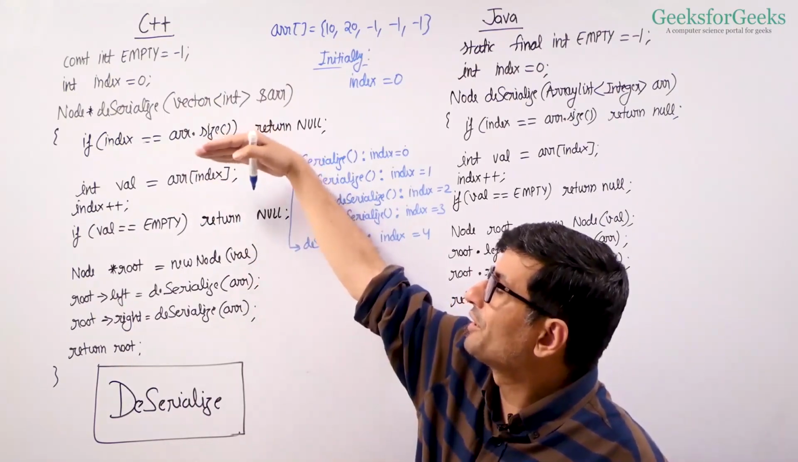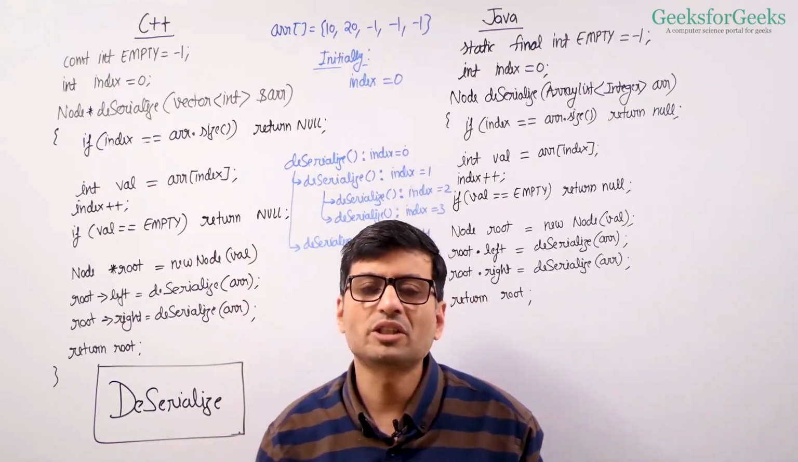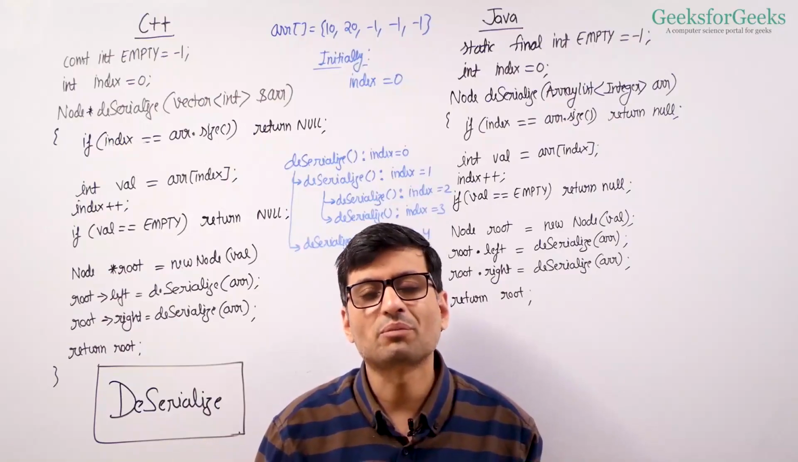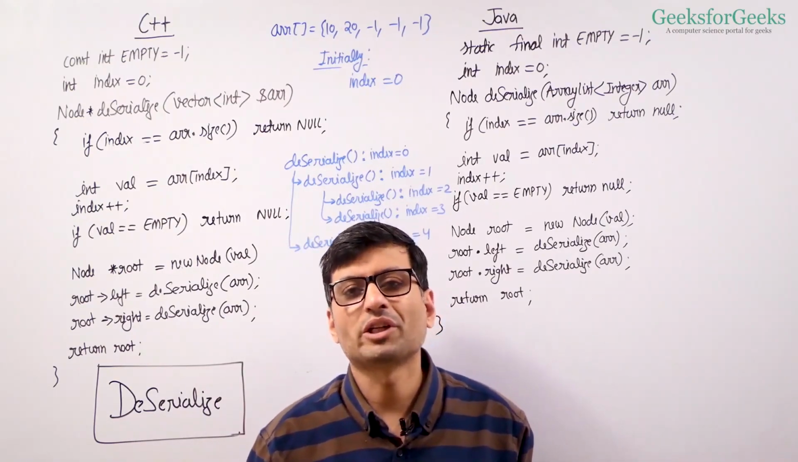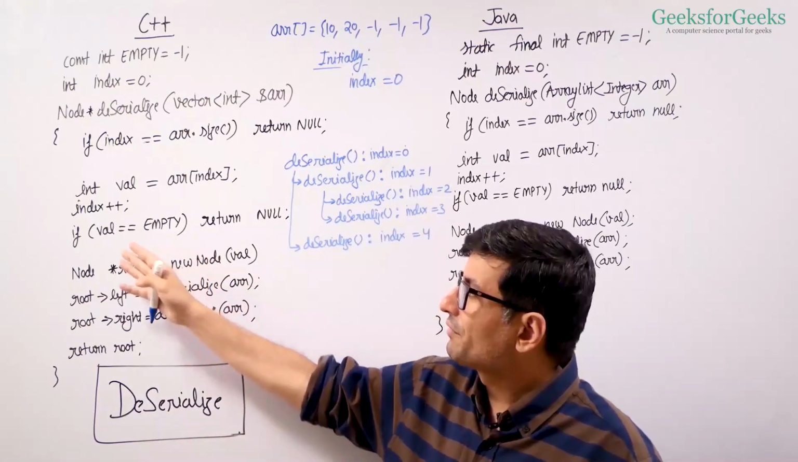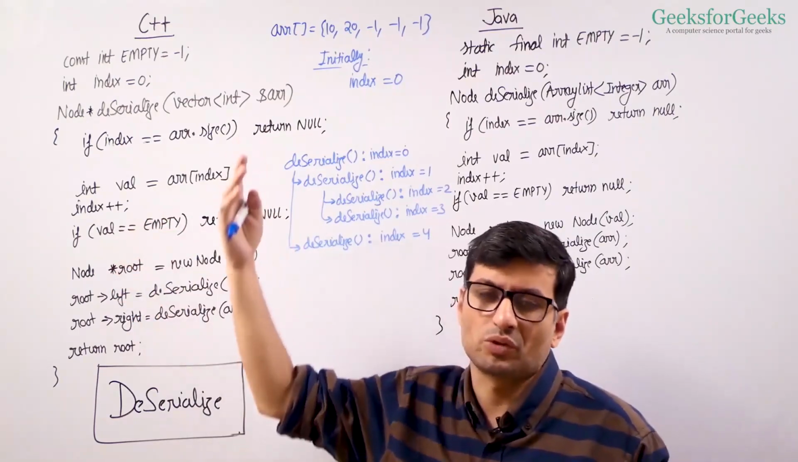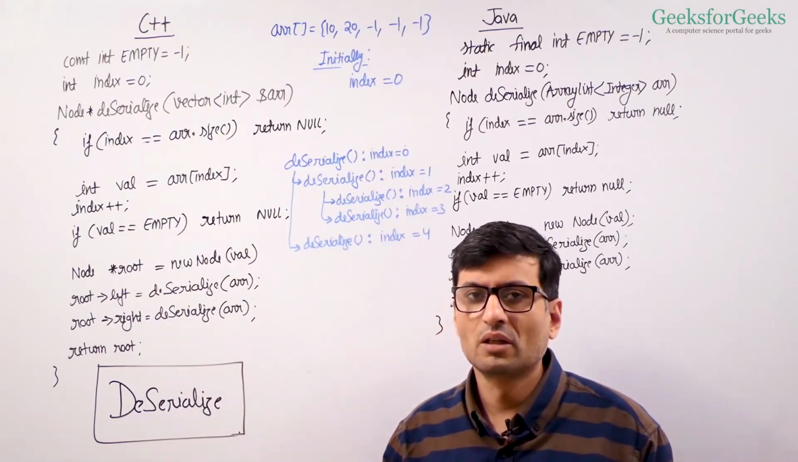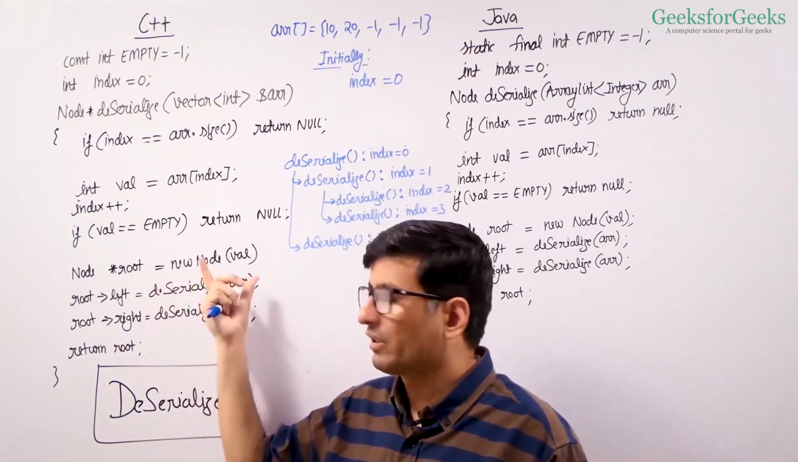So what we do here in this implementation is, first we check if we have traversed the whole input array. If we have traversed the whole input array, then index will become array.size. In this case, we simply return null. In other cases, we check if the element at current index is empty, right, -1, then also we return null. In the other cases, we construct a node with the given value.